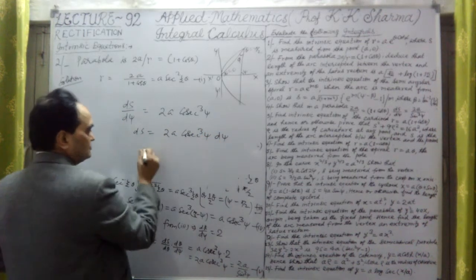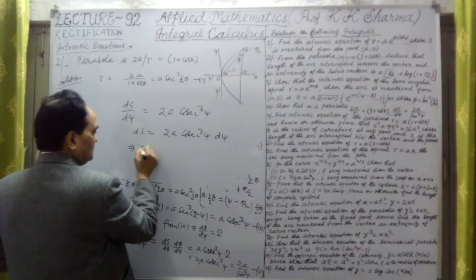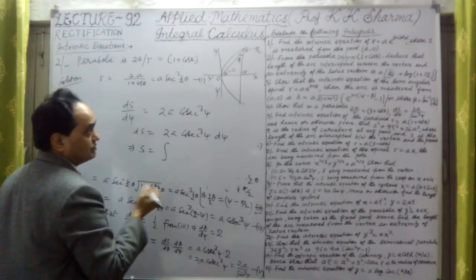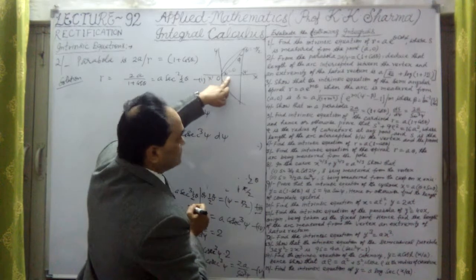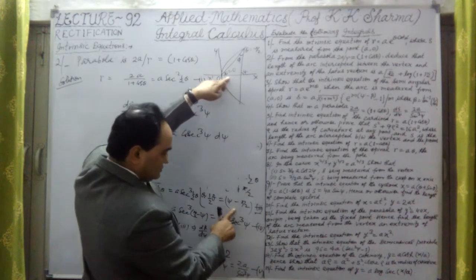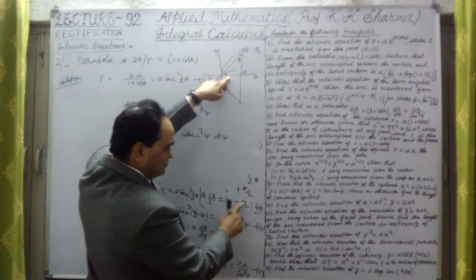Therefore, integrating this, this implies that s is going to be the integration. Now, what are the limits here? If I put theta equal to 0 in this equation, theta is 0, so psi equal to pi by 2.